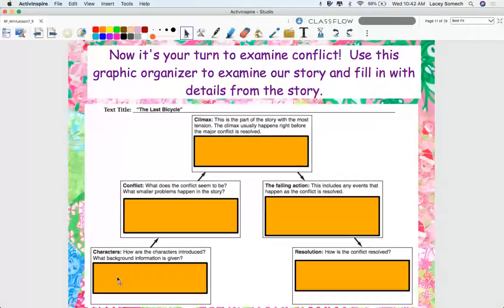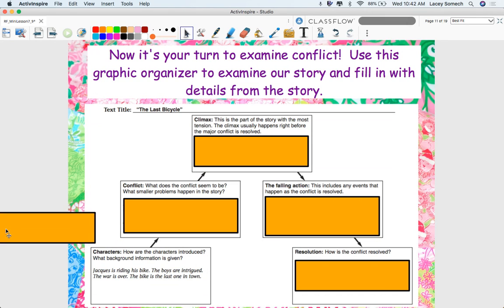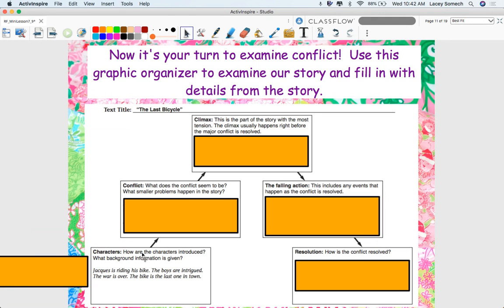Okay, so who were the characters that we met in our story? All right, we know it was Jaquise, right? Okay, and what information do we know about Jaquise? We know that he's riding his bicycle and the war's over, right? And Jaquise is the last bike in town. But then there seems to be some kind of conflict.